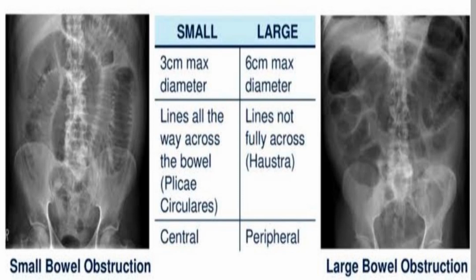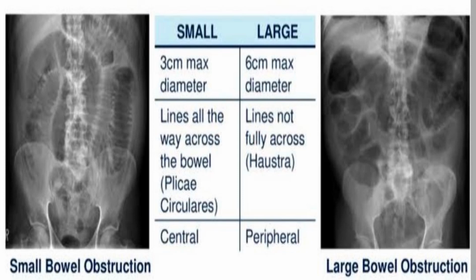This is the X-ray which shows the small and the large bowel obstruction. In small bowel obstruction, the maximum diameter is 3 cm, and in large bowel obstruction you can see a diameter of more than 6 cm. Then in a small bowel obstruction you can see the valvulae conniventes, which are the lines which show the dilated portion of the jejunum, and they cross all the way across the bowel.